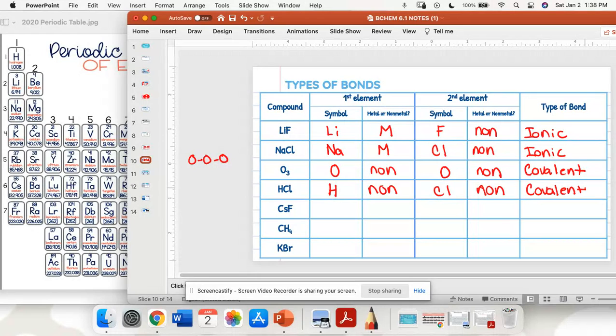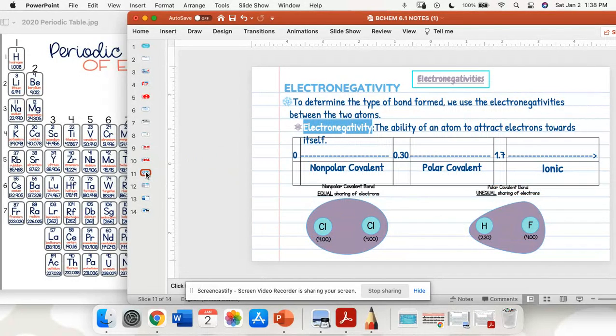All right, I'm going to give the next 3 to you to do. All right, this did not save well on mine. However, there's another way to determine what kind of bond we're talking about. On your notes, I have this. The table didn't show up like this on yours. It's only like that on mine.